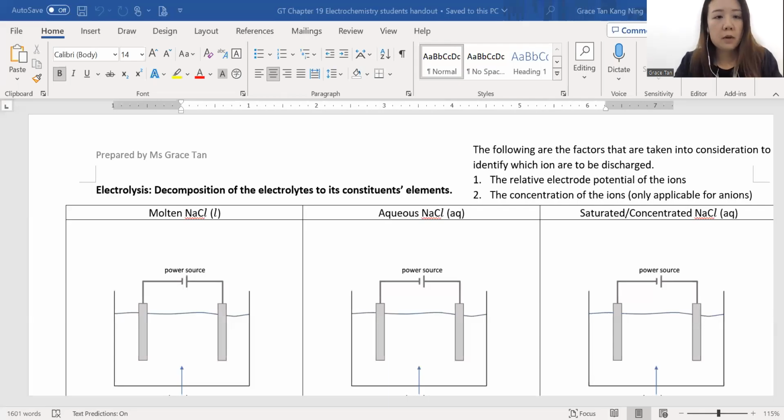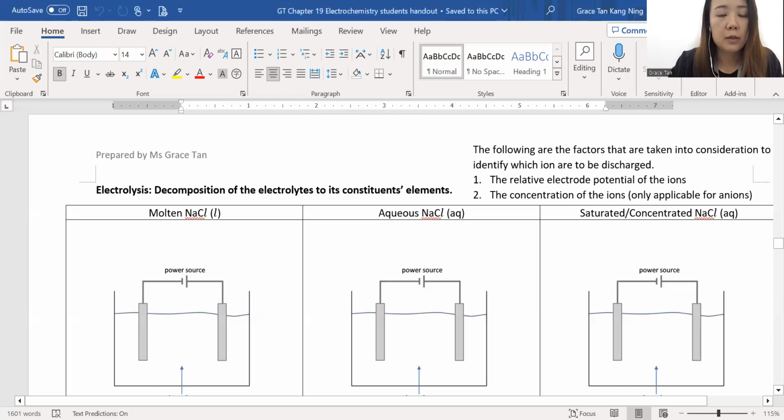Alright, today we will cover electrolysis, where we will be learning how to predict the identities of substances liberated during electrolysis from the state of the electrolyte, be it molten or aqueous, using their relative position in the redox series, which is their electropotential and concentration. So first we will cover the definition of electrolysis.